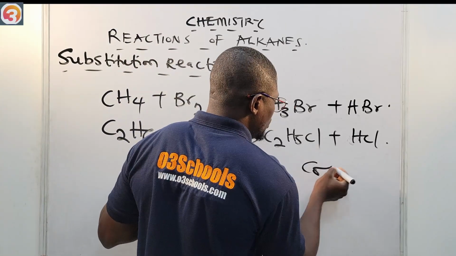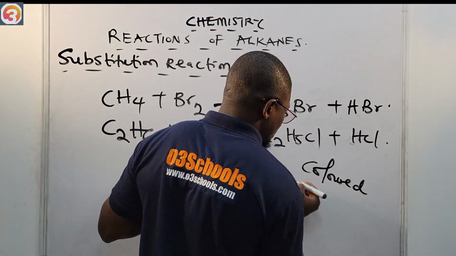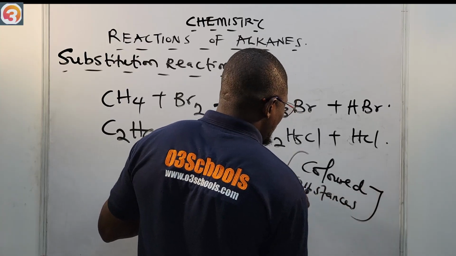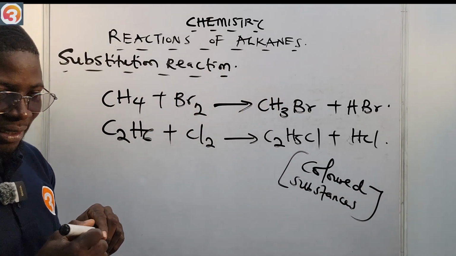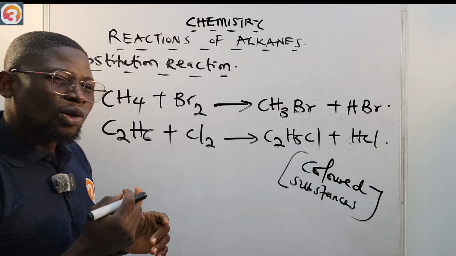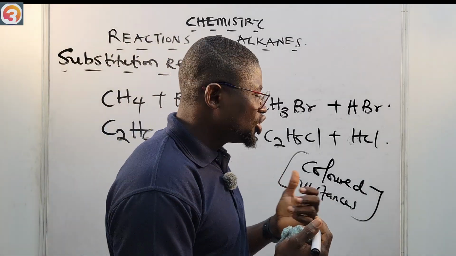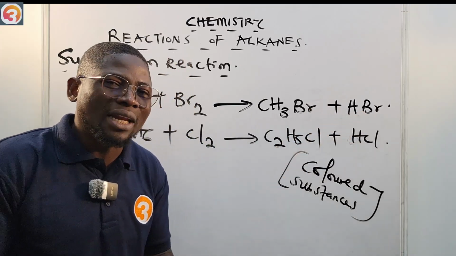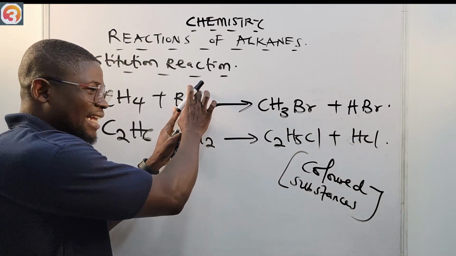Halogens are colored substances. But when this substitution occurs, the product that is formed now becomes colorless. Initially, the halogens are colored.